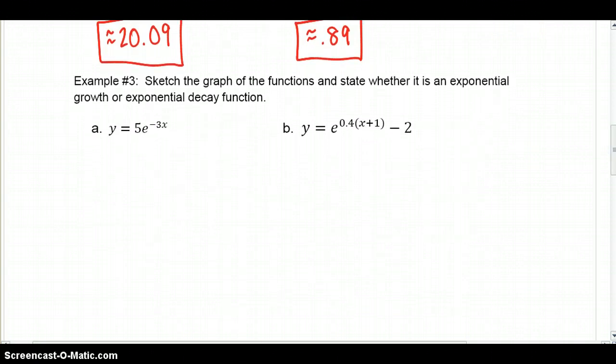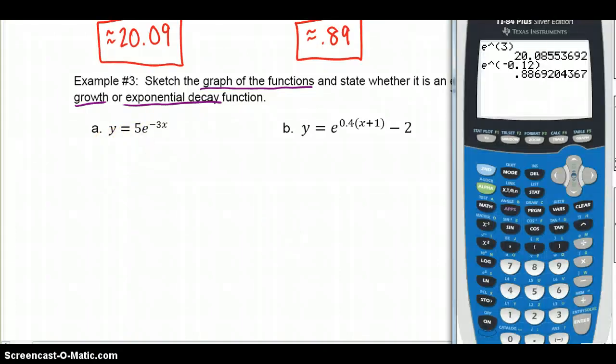Alright, moving on to example 3. Example 3 says, sketch the graph of the functions and state whether it's an exponential growth or exponential decay function. We've been talking about exponential growth and decay, so you should have some idea of what that graph might look like. In order to graph these equations, we're going to again use our calculator, so go ahead and pull that out one more time if you put it away.